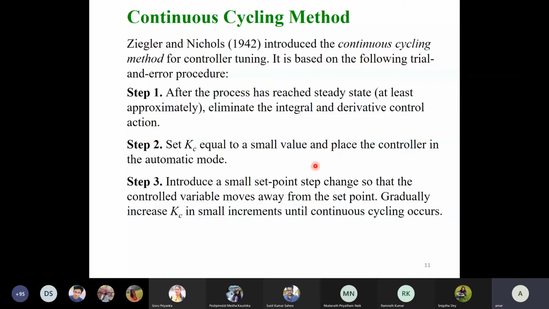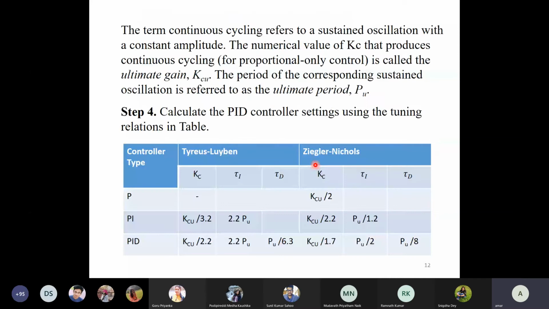which, if you remember from frequency response analysis, is where your stability limit, the Bode stability limit or the Nyquist stability limit, lies. That means the control system has an amplitude ratio of 1 and a phase lag of minus 180 degrees. So the numerical value of Kc that produces the continuous cycling is called the ultimate gain Kcu, and the period of the corresponding sustained oscillation is referred to as the ultimate period Pu.